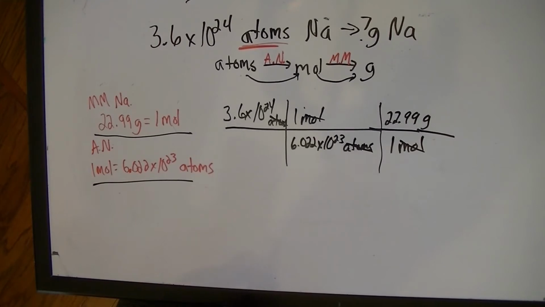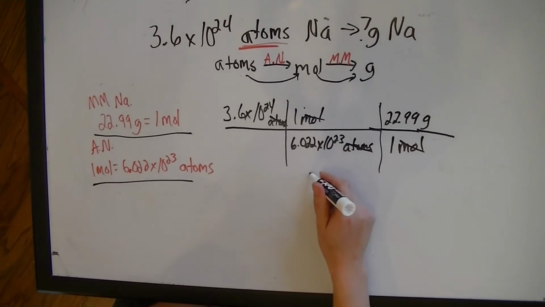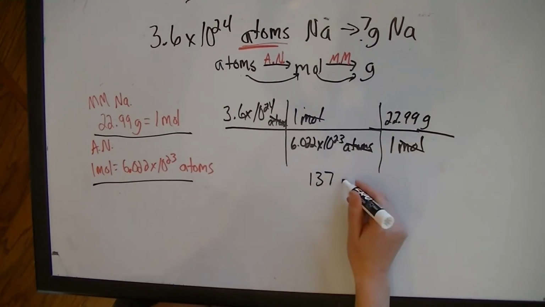Okay, so to do this calculation, if you're getting the wrong answer, make sure that you are correctly putting in your powers. So I got 22.99. Divide that by, oftentimes you might need to put Avogadro's number in parentheses. So that 6.022 times 10 to the 23rd might need to be in parentheses in order to get the correct answer out here. So I'm getting 137 grams.